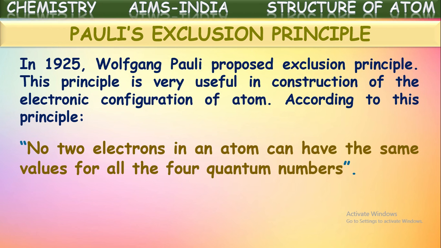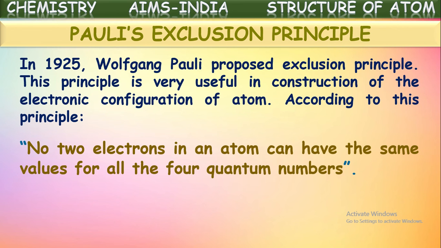The first principle guides us how the subshells are occupied by electrons. The second principle, Hund's rule, guides us how the orbitals present in a subshell are occupied by electrons. Now, Pauli's principle guides us how electrons occupy a particular orbital, how they are oriented, how their spins exist, and how many electrons can be accommodated by an orbital. This information is given by Pauli's exclusion principle. It states that no two electrons in an atom can have the same set of four quantum numbers.